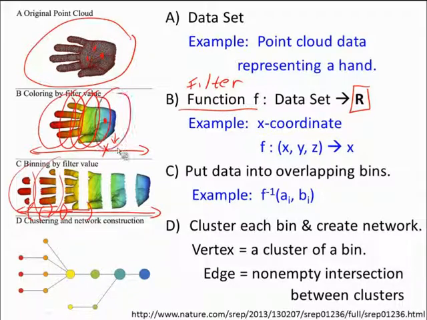We have these overlapping bins, and now that we've got them, we can then cluster each bin. So for this particular bin here, we see that there are 3 things. That becomes 3 vertices.